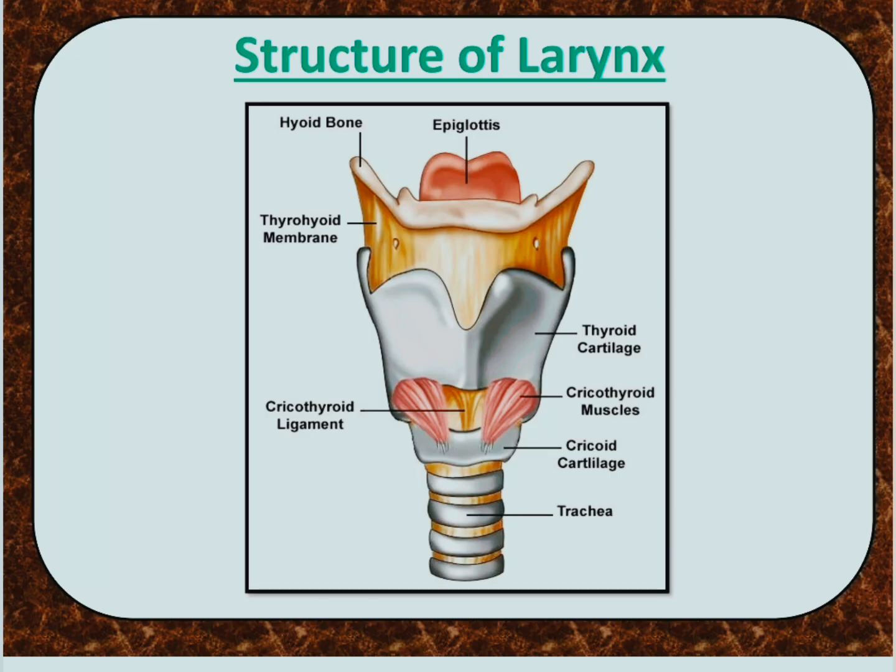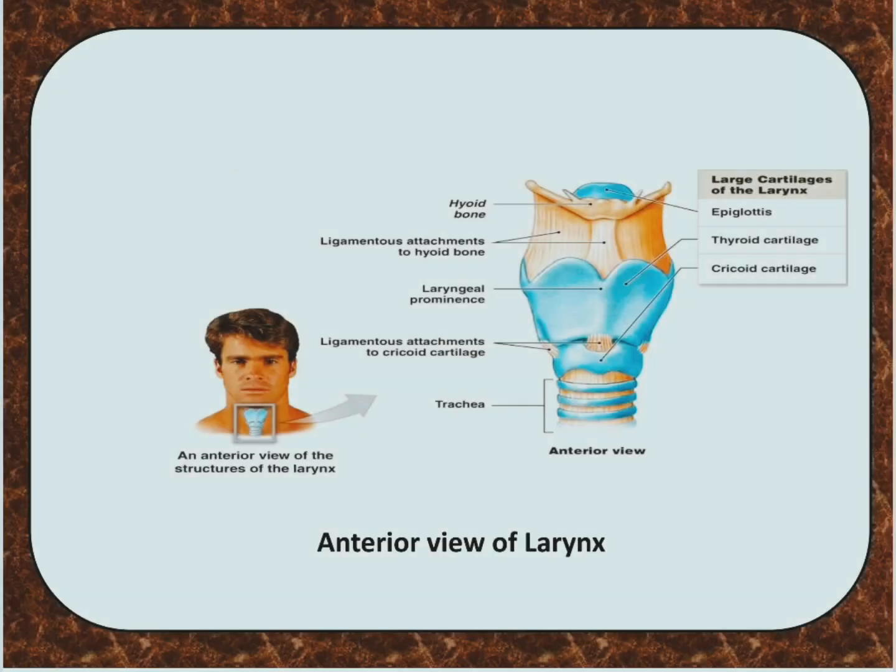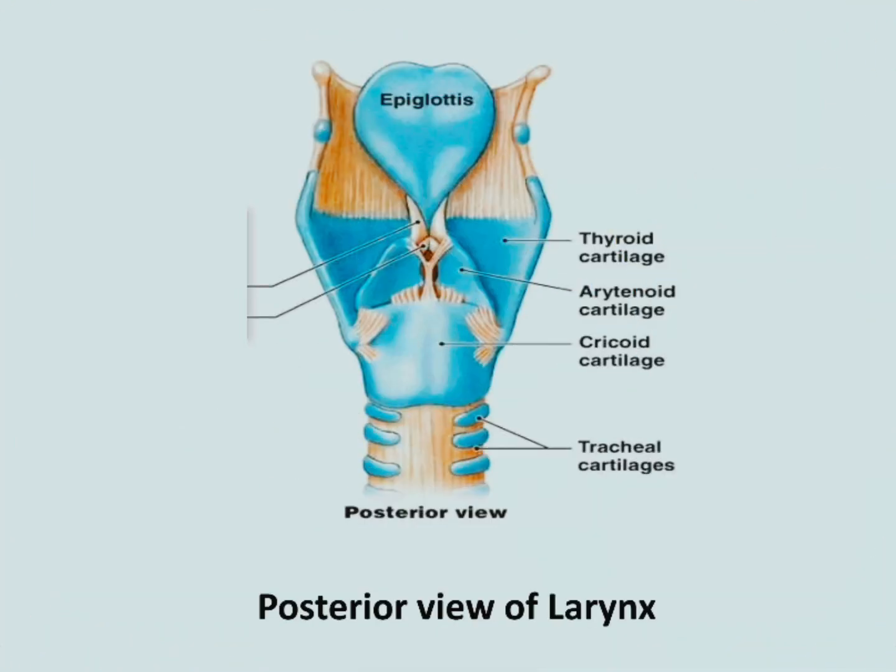Next is the structure of the larynx. Above, the epiglottis is present. Next to the epiglottis is the hyoid bone. Next to that is the thyroid membrane. Next are the thyroid cartilage, cricothyroid muscles, cricoid cartilage, trachea, and cricothyroid ligaments. This is the anterior view of the larynx, and next is the posterior view, the backside of the larynx, and how it looks.